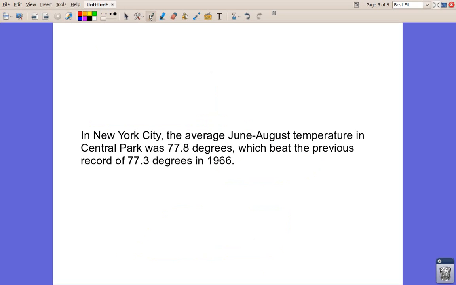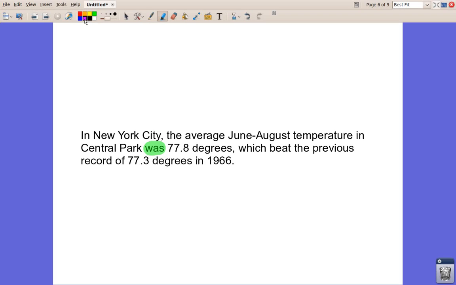All right. In New York City, the average June-August temperature in Central Park was 77.8 degrees, which beat the previous record of 77.3 degrees in 1966. This is a very complex sentence. So take a minute and see if you can identify the verb. And if you said was, you're correct. You're very correct.